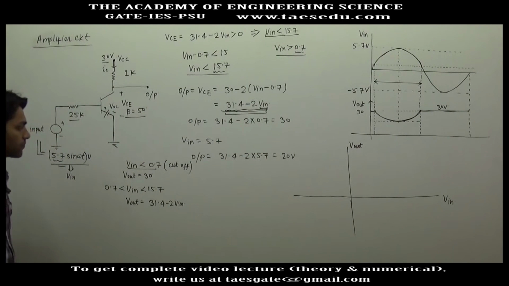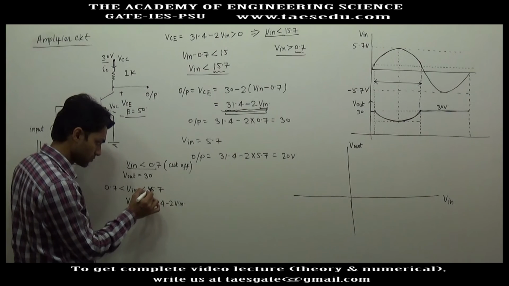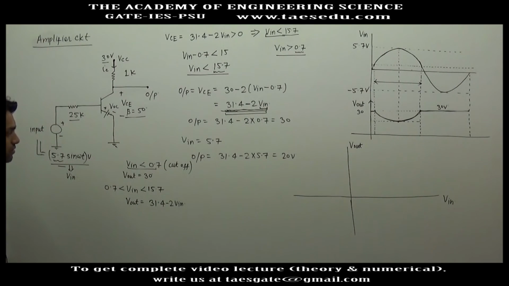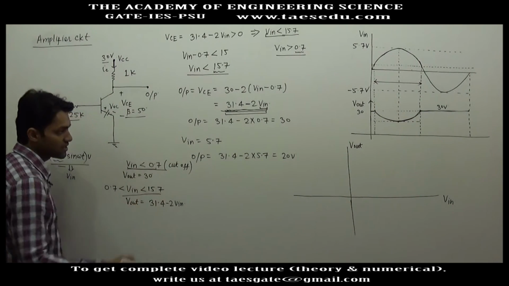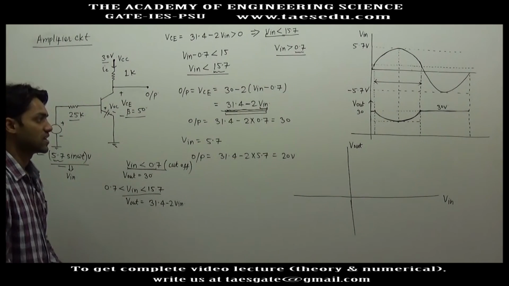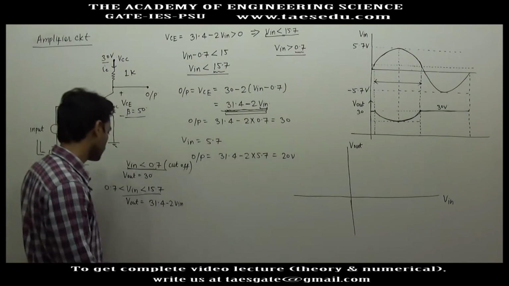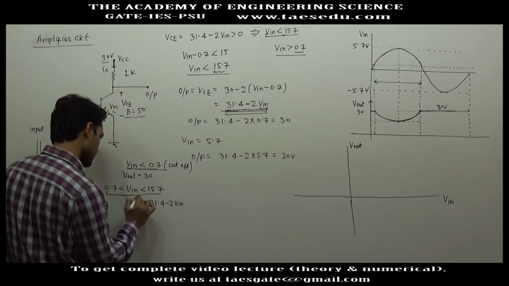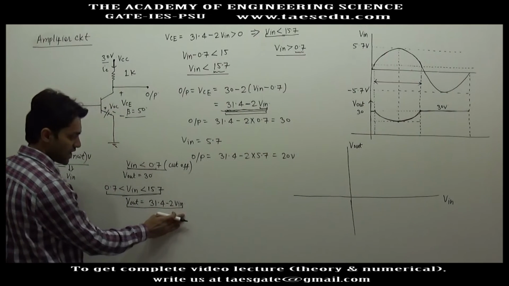What I am doing here is first finding out the condition, an expression for each region. Basically I'm finding out the boundary. This is the boundary for active region, this is the boundary for cutoff region, and in each region I'm trying to find out the relationship between output voltage and input voltage, because we have to plot the transfer characteristic. So if input voltage lies in this range, the relationship between output voltage and input voltage will be given by this expression.